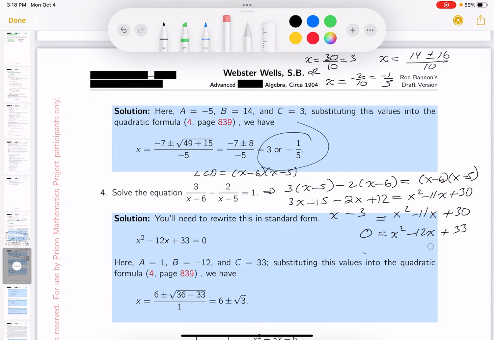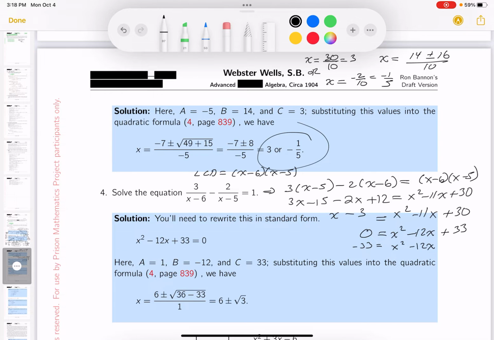The next thing I'd do is I'd probably either complete the square or use the quadratic formula. I'm going to complete the square for you, though, and let me go through that with you. So to complete the square, take away 33 from both sides. I'll write that down for you. X squared. I'll do it another way, too. Don't worry if you can't follow this.